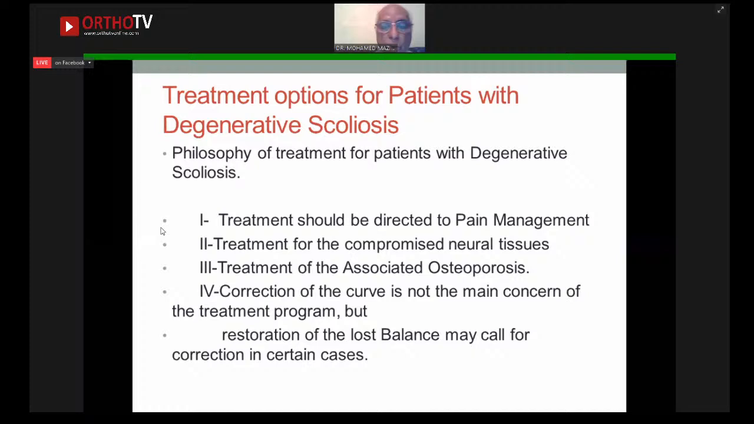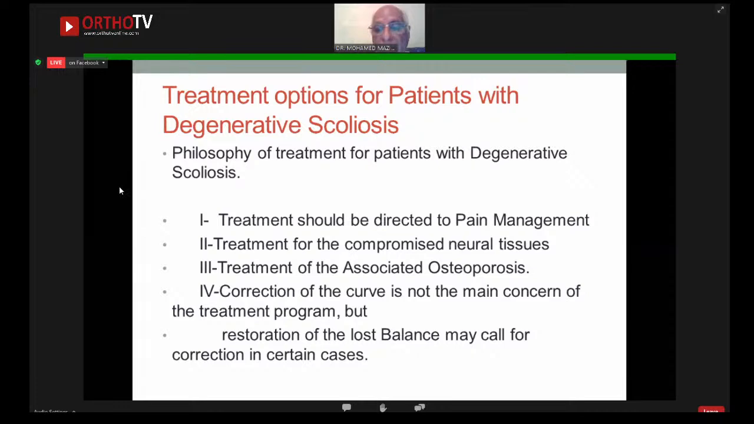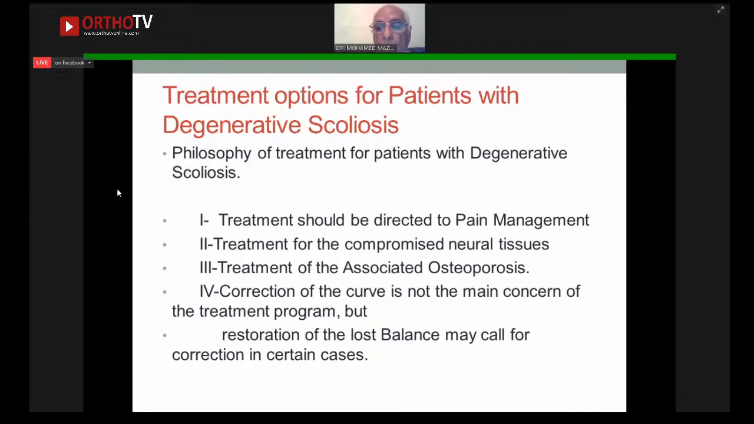Restoration of the lost balance may call for correction. Say we have to correct this.